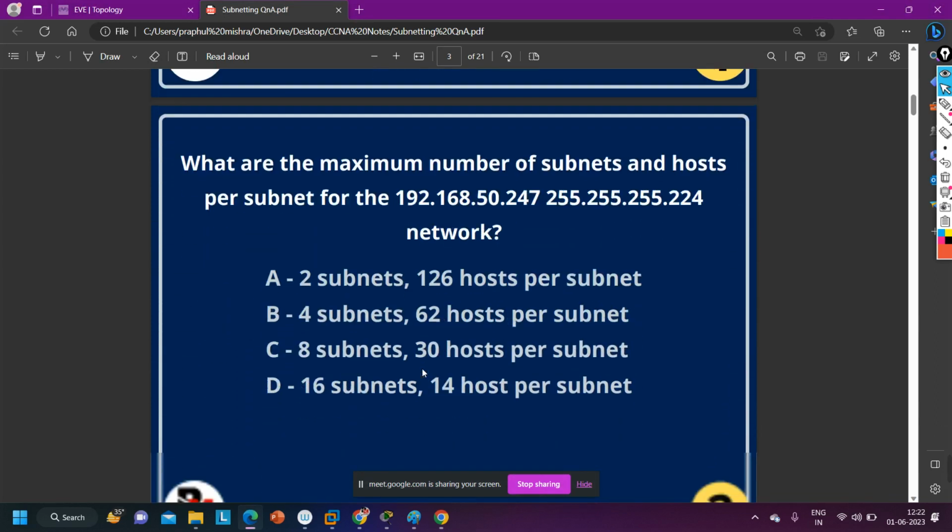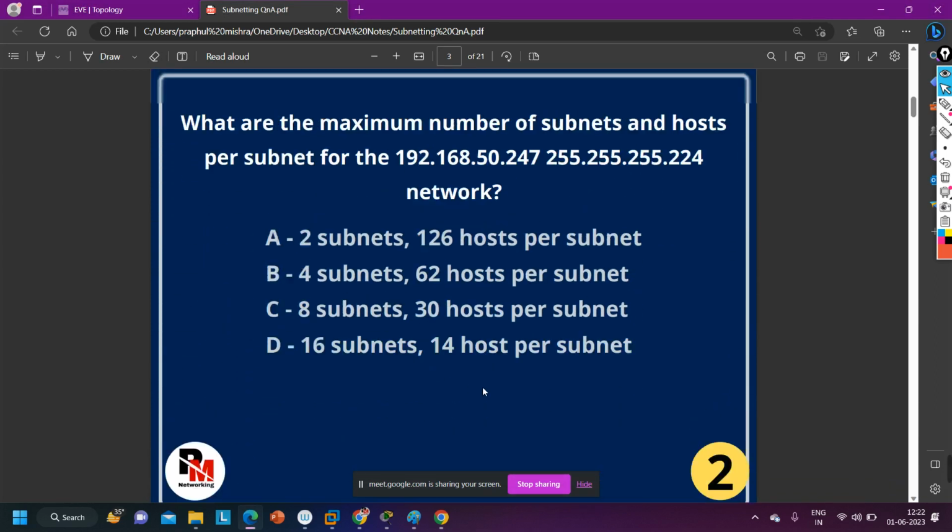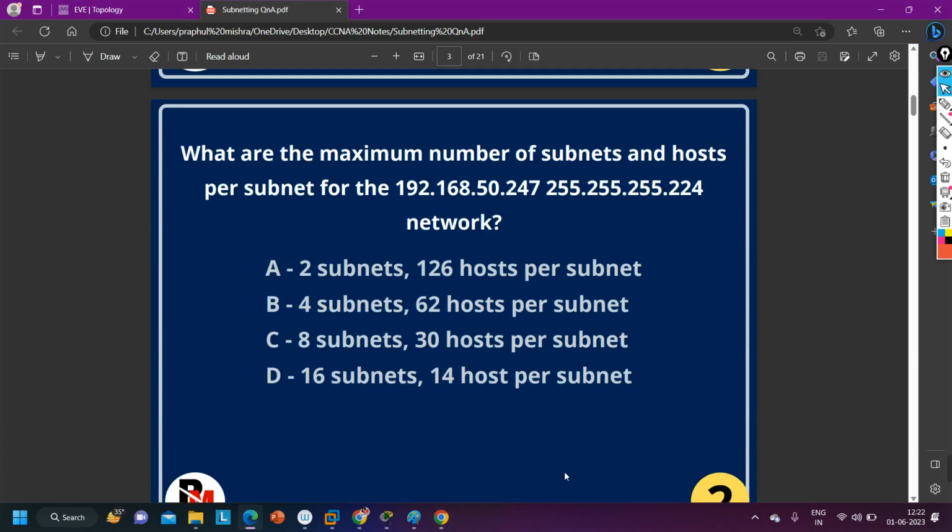Now the second question. Is my screen visible? Yes. So don't forget the recording. No, recording is on. Okay.